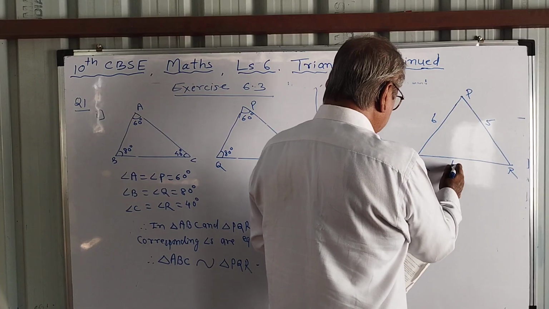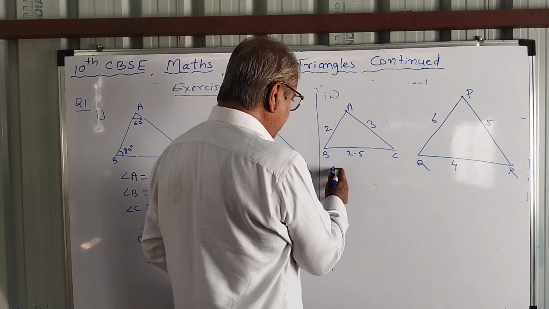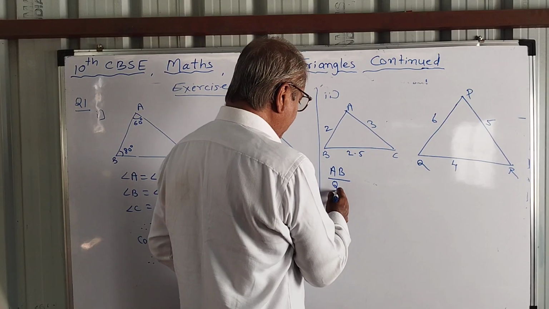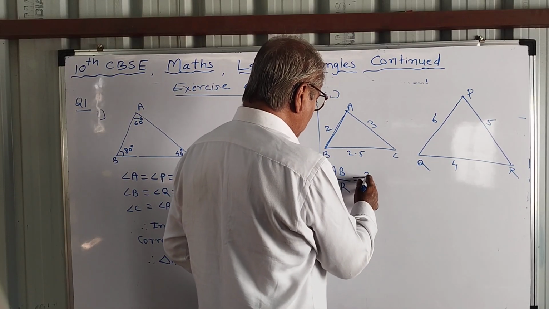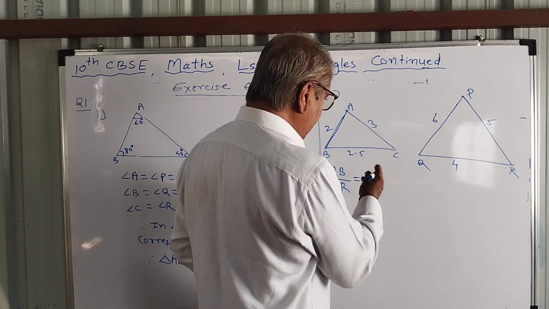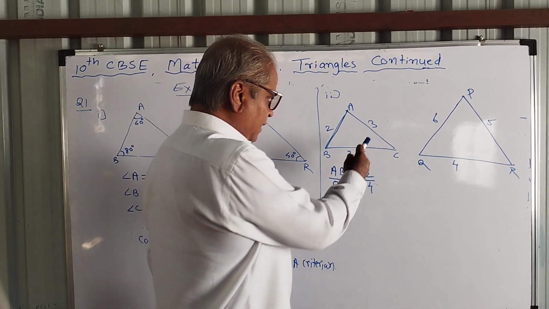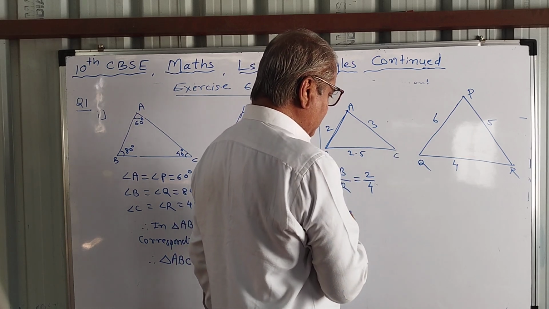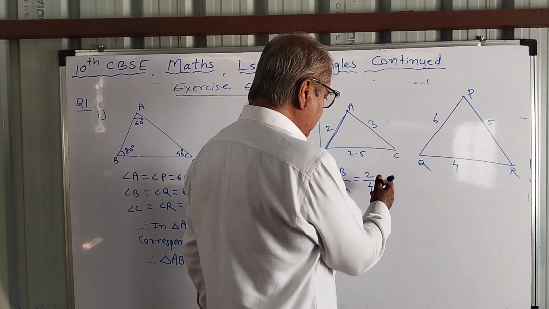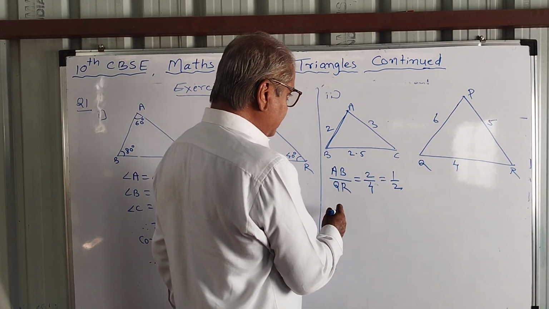6 and 4. So we can say AB upon QR. AB upon QR. See, AB and QR gives the ratio 2/4. So verbally we can say the ratio is 1/2 every time. 3/6 is 1/2. 2.5/5 is 1/2 and 2/4 is 1/2. So 1/2.